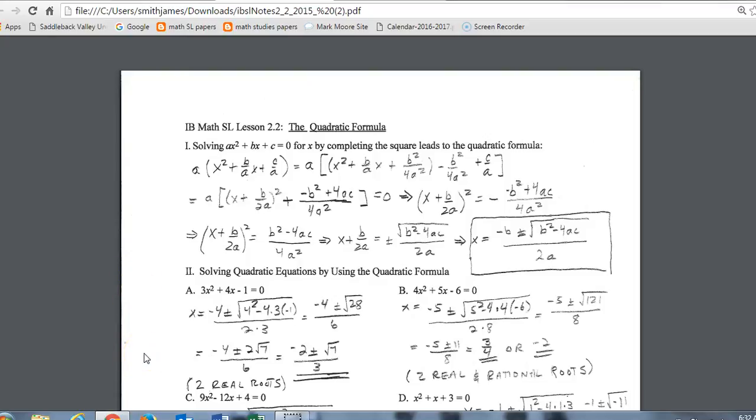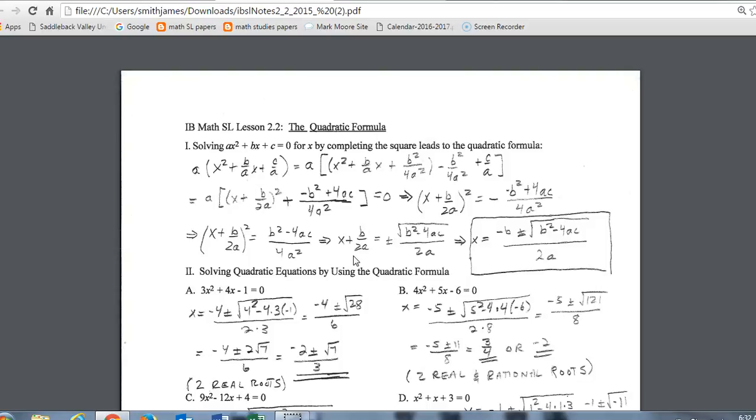Alright, welcome to your video lesson for section 2.2, and this is about the quadratic formula. In the intro part of this, you're basically seeing how the quadratic formula is derived, and you don't have to memorize all the steps of this or anything like that, but it's always interesting to get a little bit of background knowledge as to where formulas come from, just a little depth of knowledge on this.